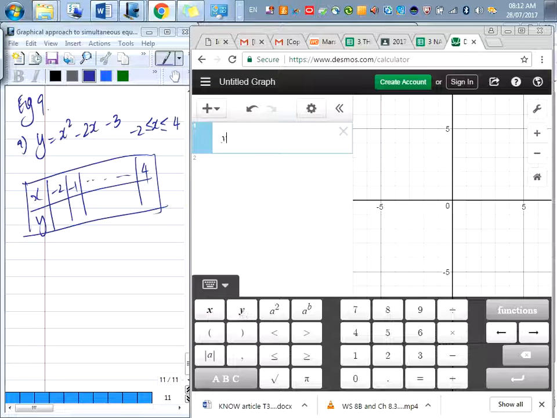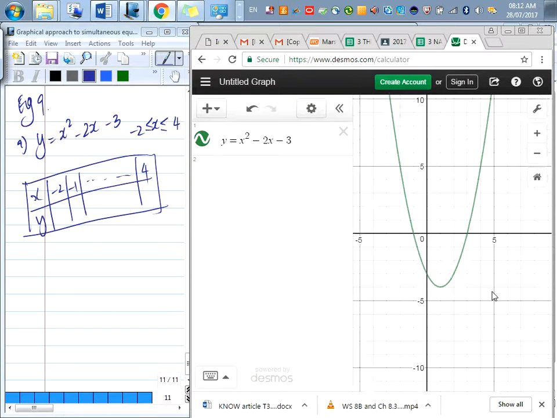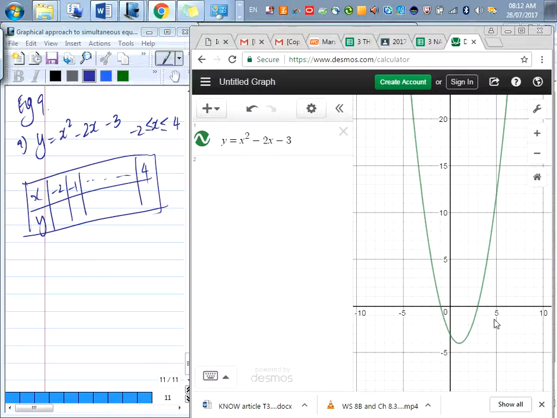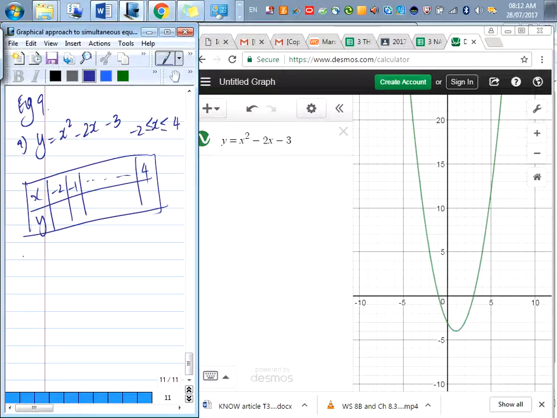Okay, so this is y equals x squared minus 2x minus 3. My graph, as expected, is a parabola opening upwards because the coefficient of x squared is positive. It is 1. Then they ask you to use this graph that you have drawn to find the values of x, for which. This is part B now.